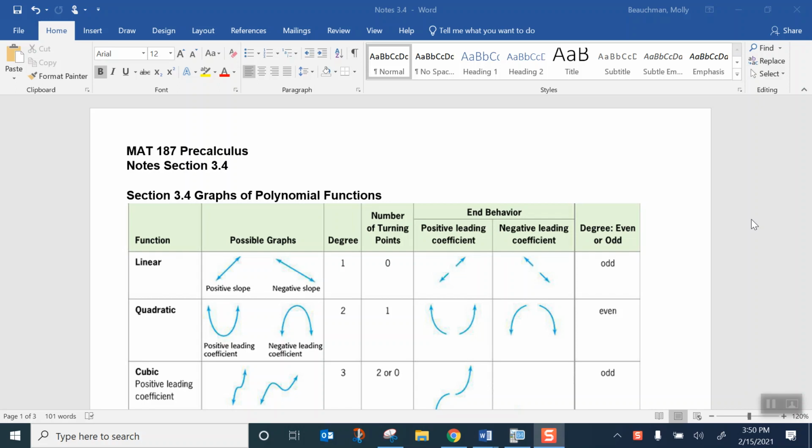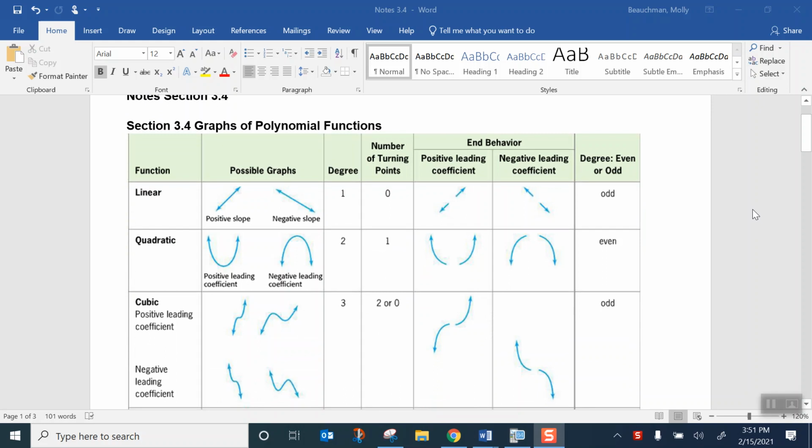In this video, we'll take a look at section 3.4, graphs of polynomial functions. So let's review some of the functions you're familiar with and then take a look at a couple of common functions. So you've looked at linear functions already.